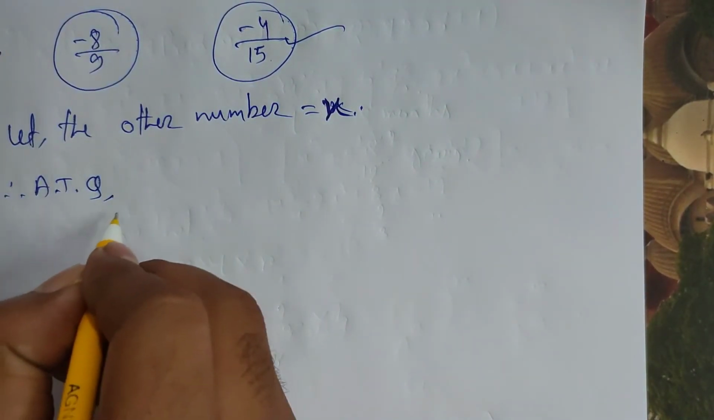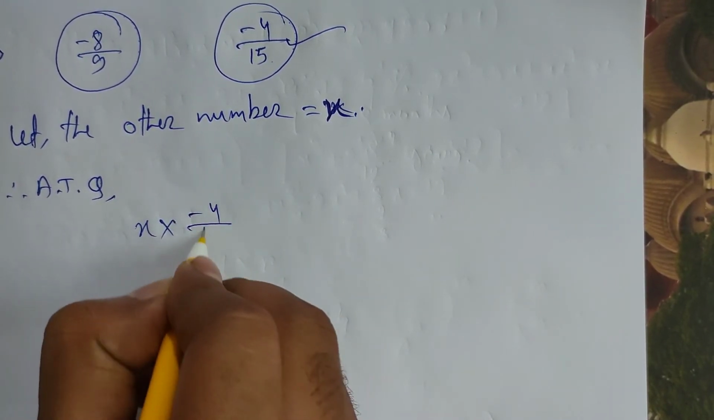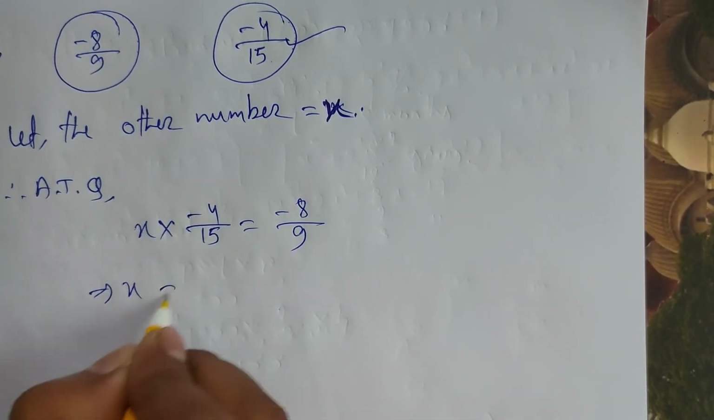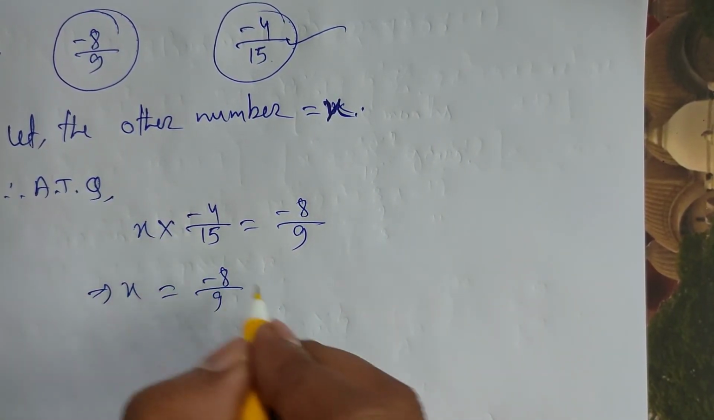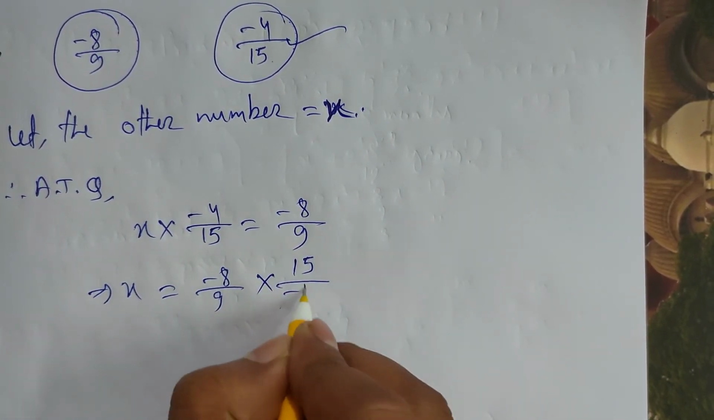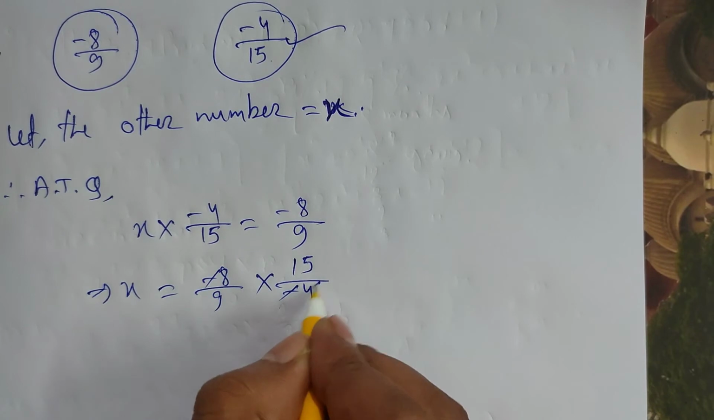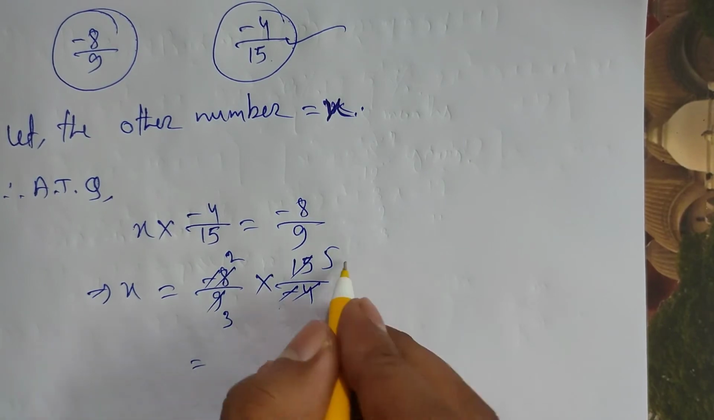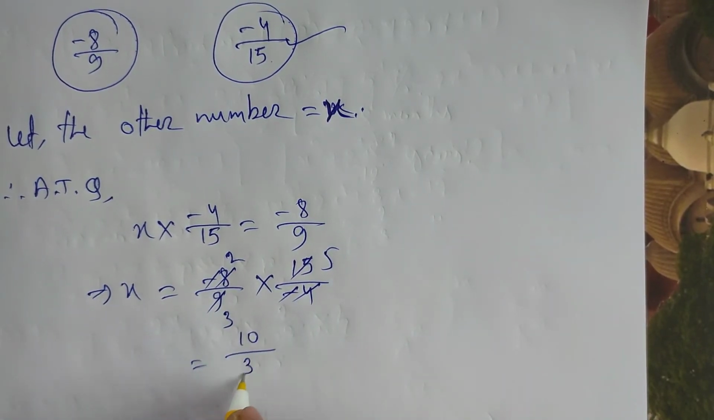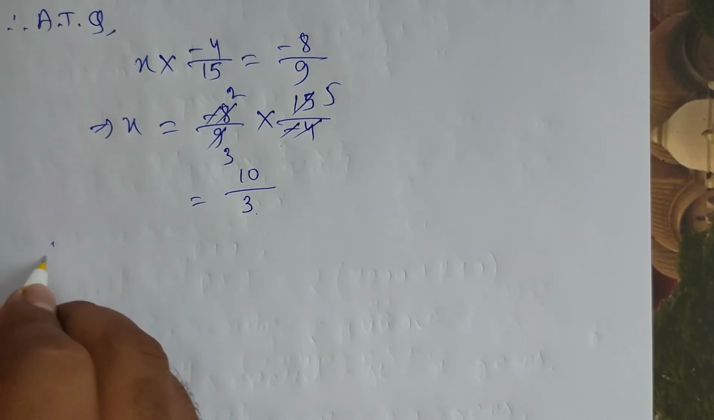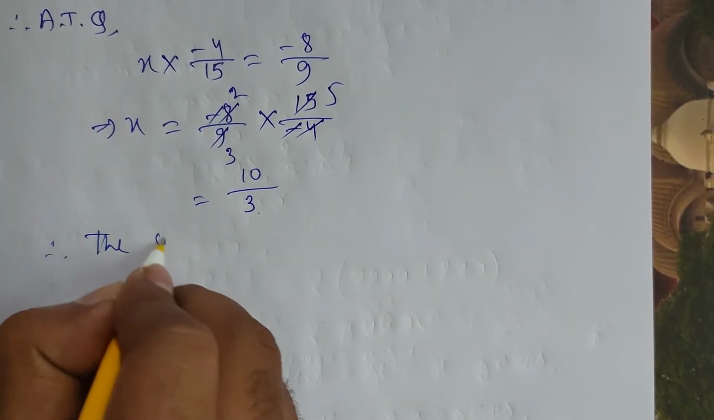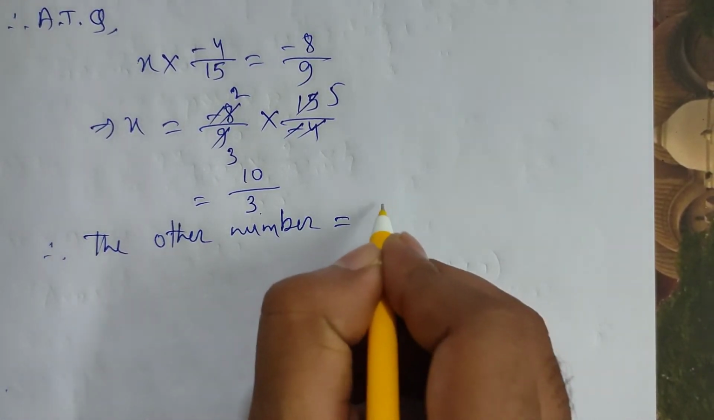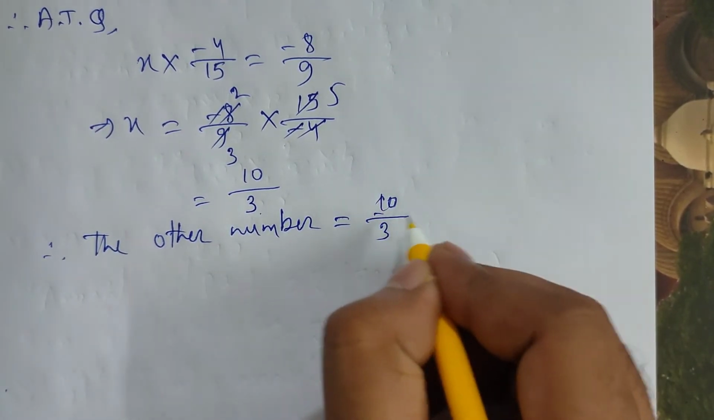So x multiplied by minus 4 by 15 will be minus 8 by 9, implies x equals what? Minus 8 by 9. Here it is multiplication, so it will be changed. So minus, then 4 into 8, 3 times 3 is 9, 3 times 5 is 15. So that means 5 into 2 is 10, 10 by 3. This is the other number. Therefore the other number equals 10 by 3. So this is the answer.